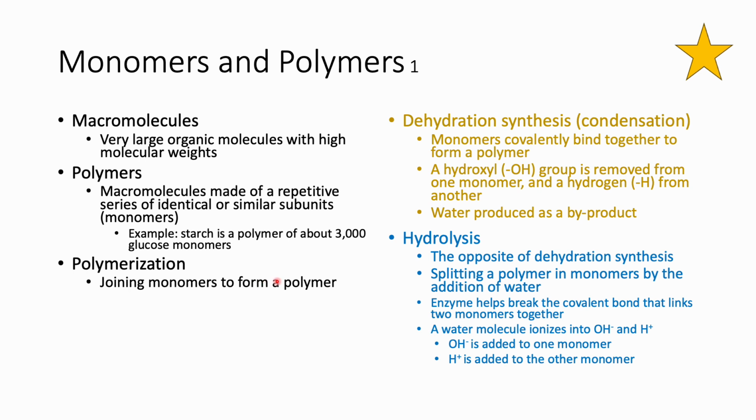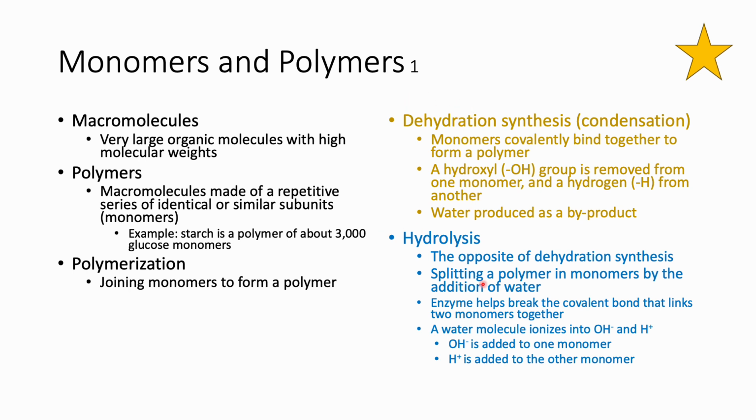And often when we are forming polymers, it involves these reactions. First, let's go through a dehydration synthesis reaction, also called a condensation reaction. This is where the monomers covalently bind together to form a polymer. And a hydroxyl group is removed from one monomer and a hydrogen is removed from another. Therefore, we're going to form, hopefully you know, OH and H, we're going to form water as a byproduct. That's why it's called dehydration. We will have water as a byproduct.